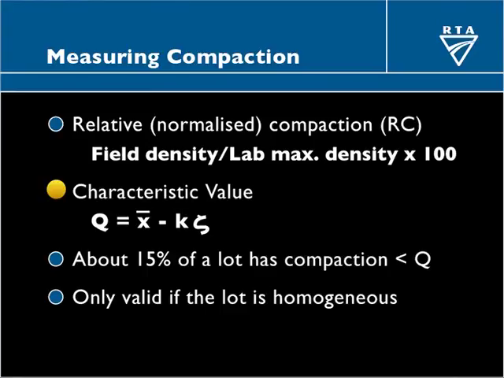The constant K varies with the number of tests, which depends on the size of the lot. And the intention of that is that the Q value will give you a result for which 85% of the lot is higher and about 15% is lower. The intention is that none of it will be below a somewhat lower value, which is the minimum we need for design. And as I said, it's only valid if the lot's homogeneous. That's basic statistics. If the results aren't all of the same type, then doing statistics on them is meaningless.